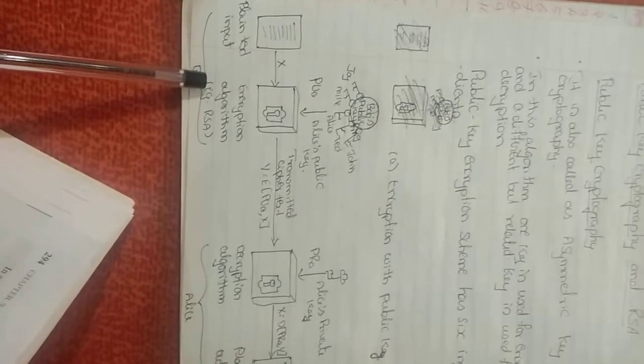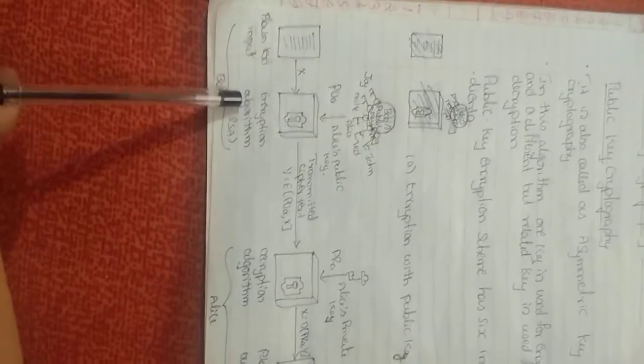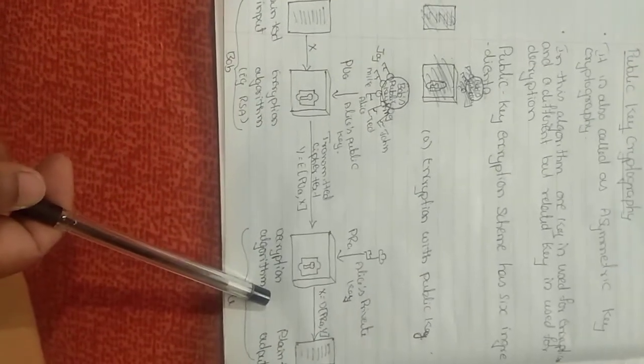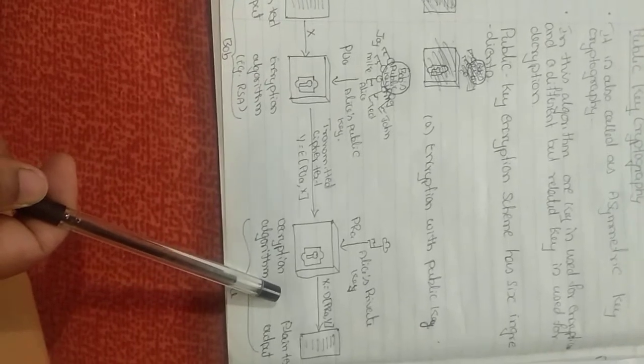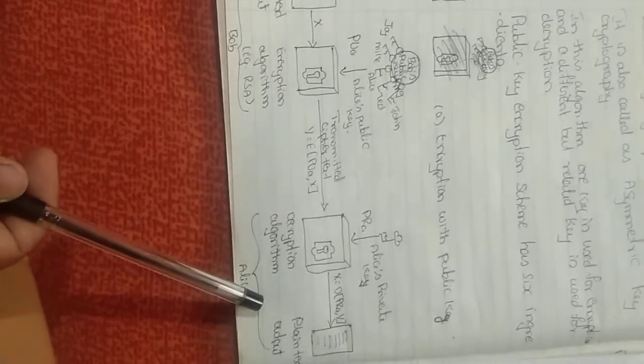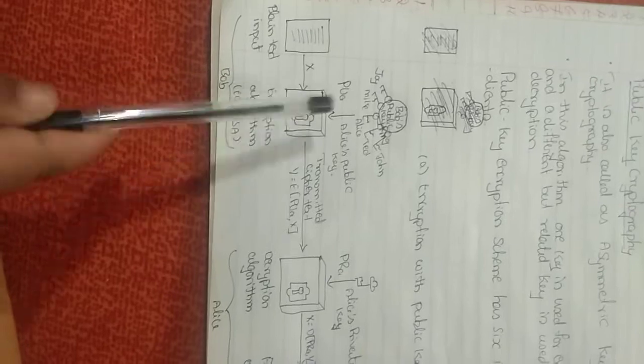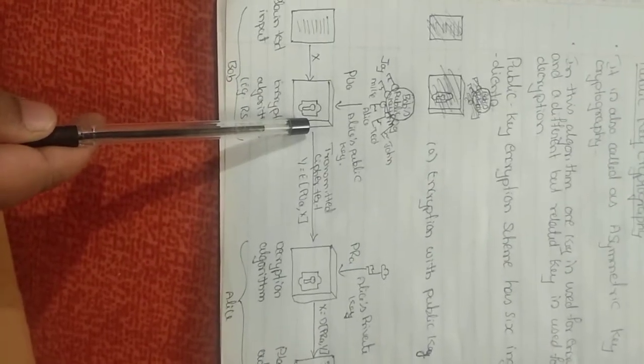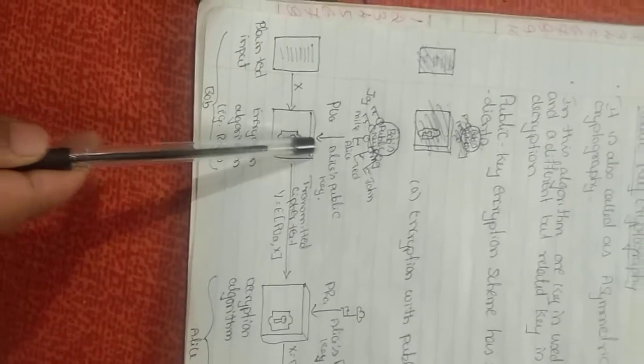In the third step, what happens? If Bob wishes to send a confidential message to Alice, then Bob encrypts the message using Alice's public key.